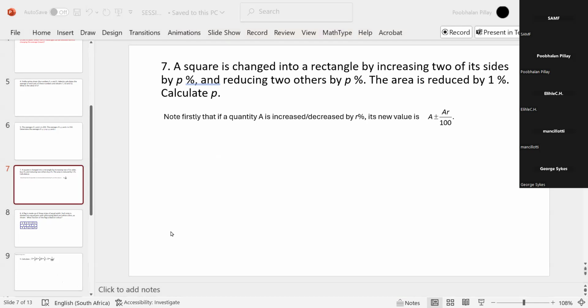A square is changed into a rectangle by increasing two of its sides by p% and reducing two others by p%. The area is reduced by 1%. Calculate p. Now, we need to have a picture of this because all this is very abstract at the moment. So let's just draw the square so that we can see.